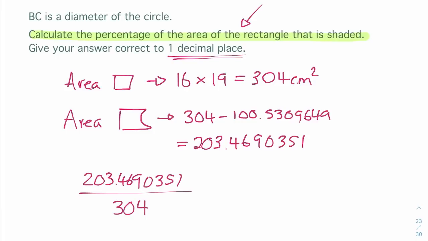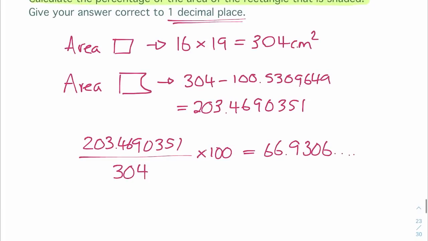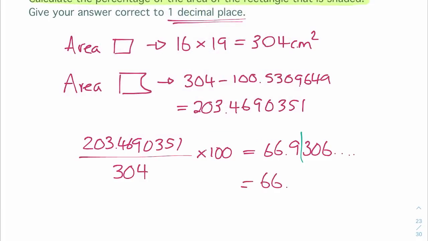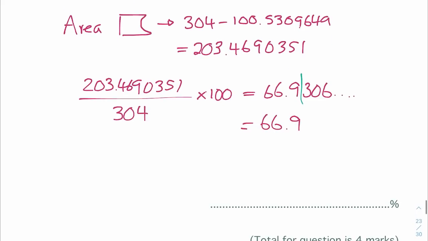So on my calculator, I've already got that answer on the top as well. So answer divided by 304, and then that's going to give us the decimal version. We want the percentage, so we're going to times it by 100, and I get 66.9306. A few more decimals, but at this point, I do know it only wants it to one decimal place, so I don't need to write them all down. So I'm going to chop it after the first decimal, and that is 66.9%. So there we go, final answer, 66.9. And there we go. So there is our final answer for that one.